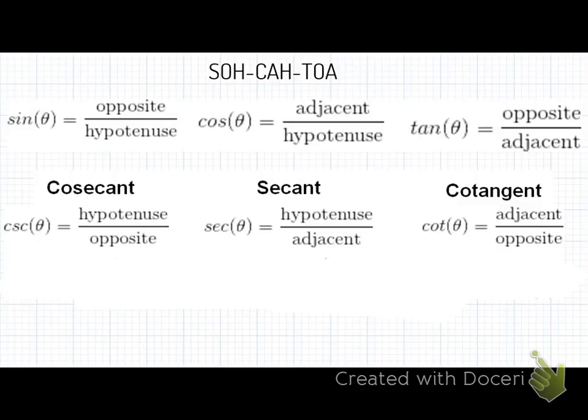So you see how sine is opposite over hypotenuse, cosine is adjacent over hypotenuse, tangent is opposite over adjacent, right? We know that. But now look at these, okay? This one's called cosecant. It's hypotenuse over opposite. Secant is hypotenuse over adjacent, and cotangent is adjacent over opposite.